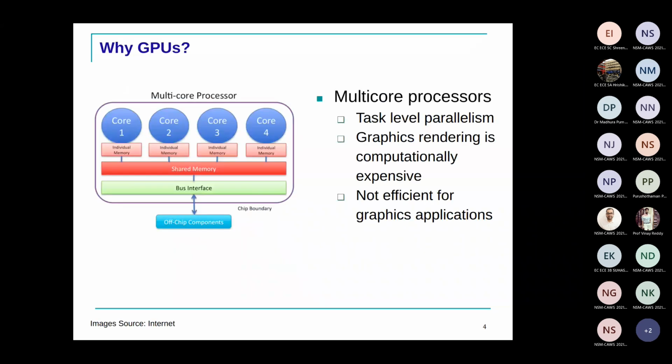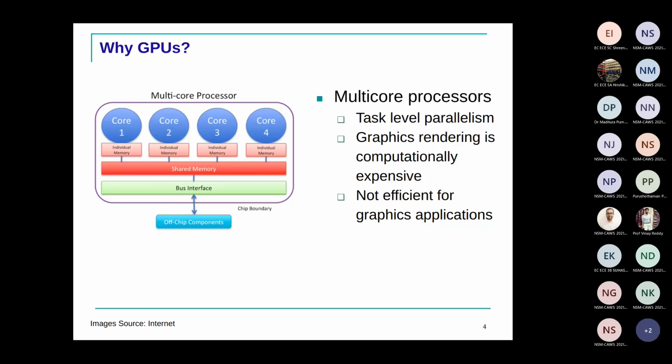So then you may be asking a question like, why GPUs? We already have multi-core processors, right? The multi-core processors are good at task level parallelism. So you have independent cores, and the cores can perform different tasks also. But there were times when you needed to process graphics applications and run them very quickly, and that was getting computationally expensive around those days.